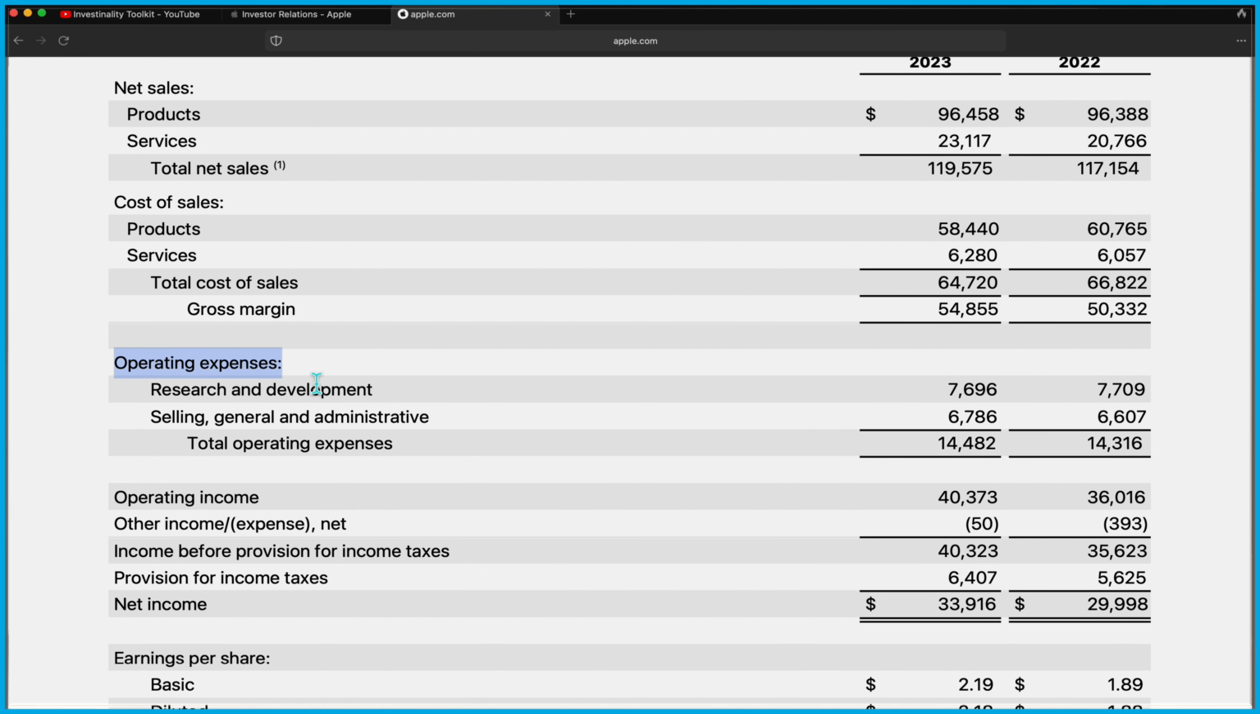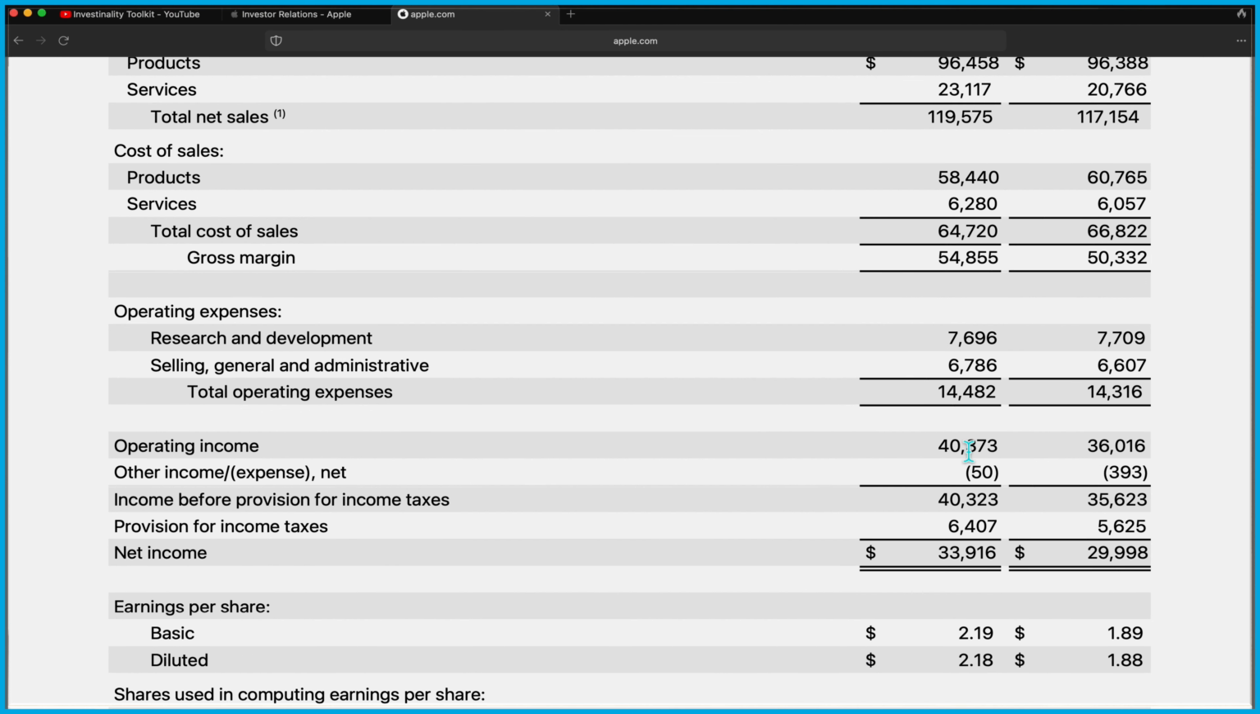These operating expenses include research and development, which is $7,696 million, and selling, general and administrative, which is equivalent to $6,786 million. Apple's total operating expenses were $14,482 million. Thus, Apple's operating income, which is the gross margin subtracted by the total operating expenses, is equivalent to $40,373 million.